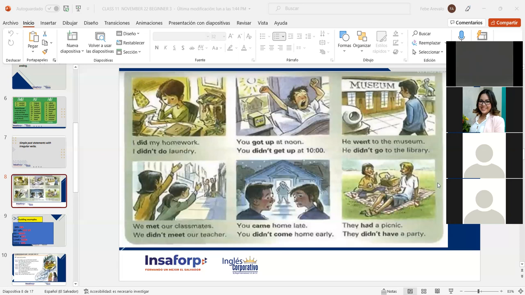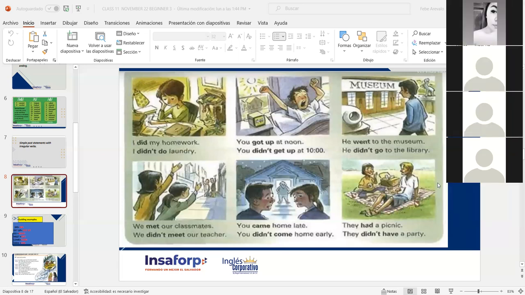All right, just let me remind you all. Met, when you only have one E and it's in past. Meet, when you have both E. All right. Let's go with Jancy Jimenez. You are negative, and Lisette Montoya, you are affirmative. Action.